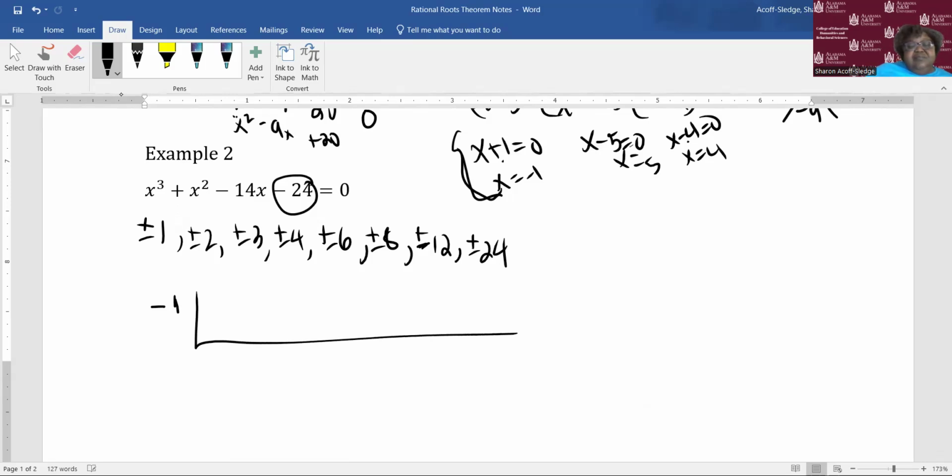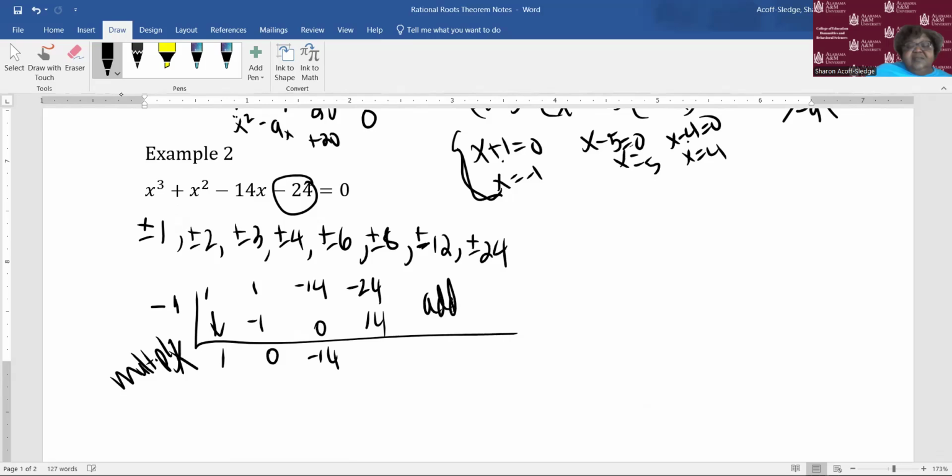And remember, coefficients, 3, 2, 1, constant of my terms. So -1, that's going to be 0. And remember, here we multiply, inside of here we add. And then we add these together, -10. So we have a remainder, so 1 is not a solution. Let's try -2.